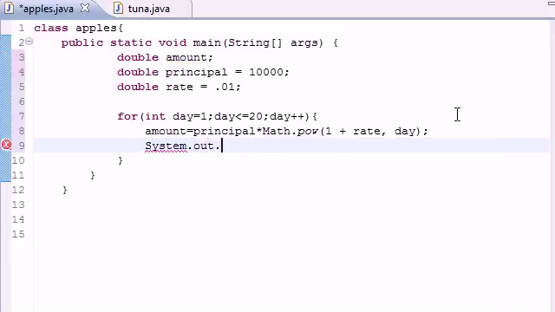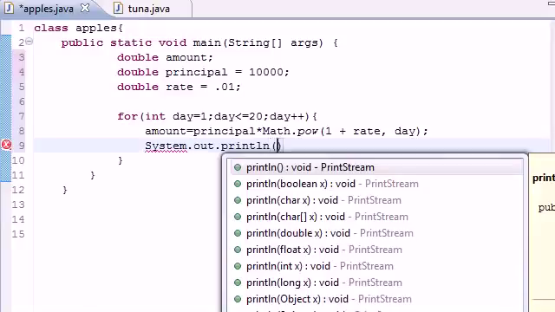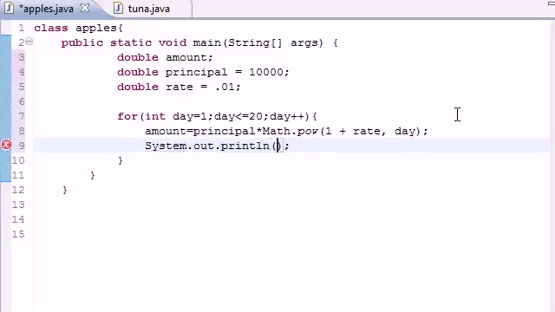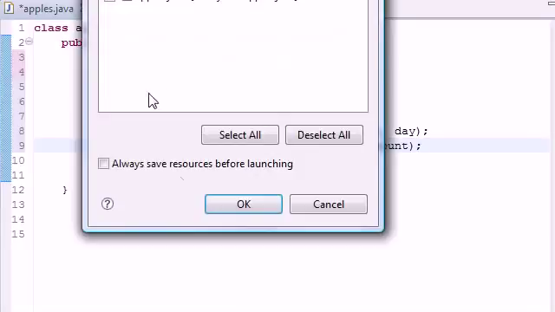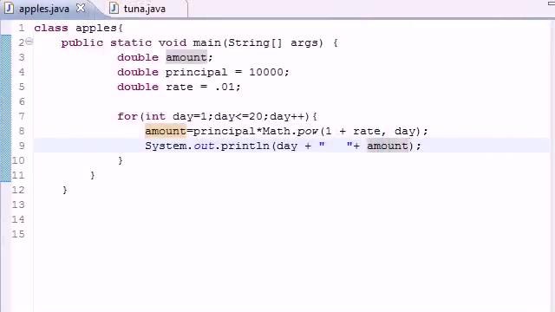System out print line, and let's go ahead and print year, actually day. Whenever you use compound interest and stuff, you usually use year, but no one really uses day unless you're looking at YouTube subscribers, so that's why I keep typing year. Plus, add a couple spaces, amount. There you go. So let's go ahead and run this, and I'll show you what it does.